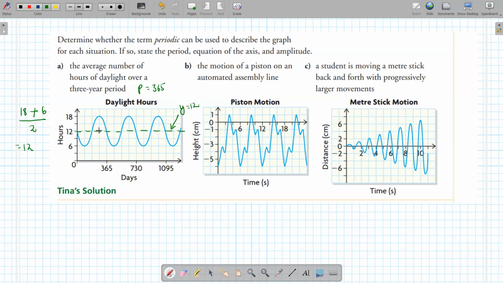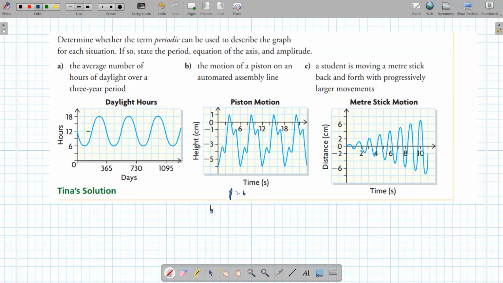So what's the distance from 12 to 18? That's going to be your amplitude. That is 6, right? So your amplitude is 6, and you are done with that. Easy. What about B? Is B periodic? It is. What's the period? 6. 6 is right.